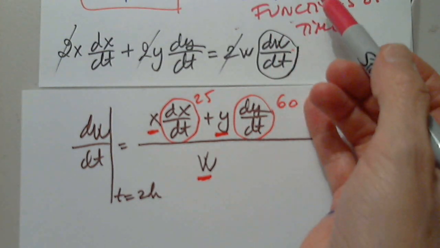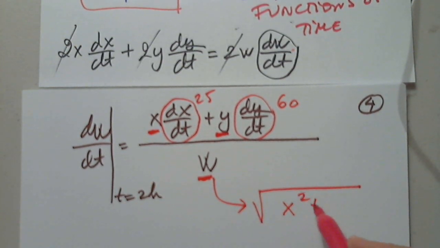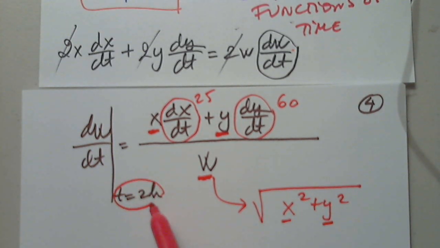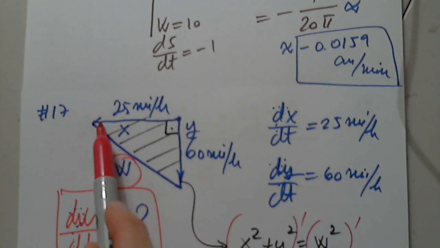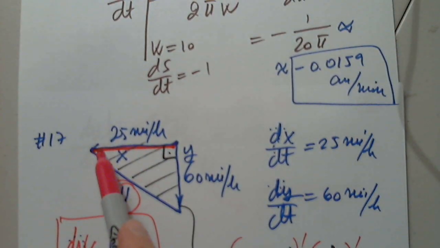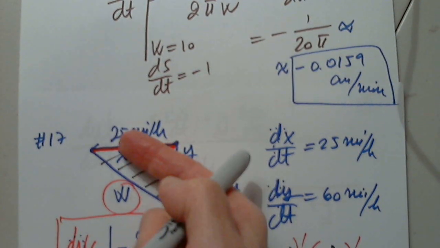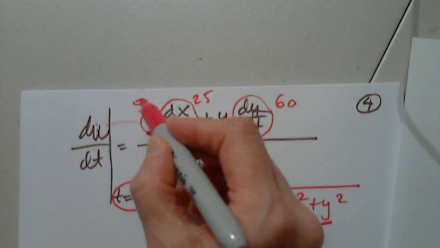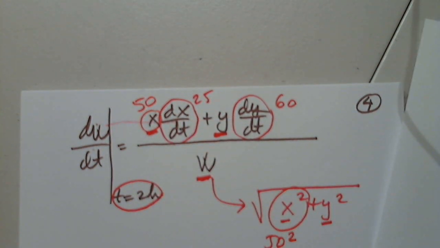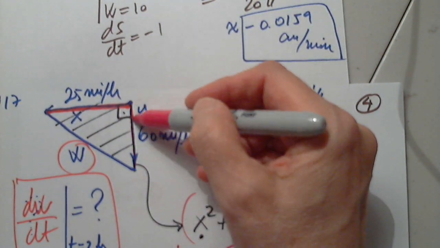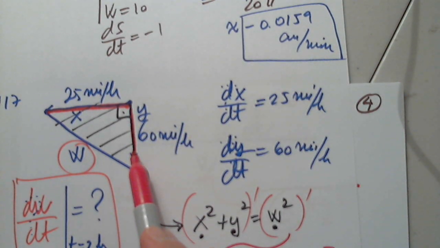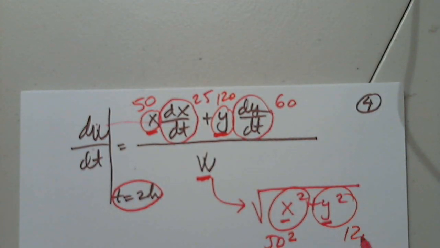This is clear. It's exactly what Evelyn wanted to say. She said the square root of x squared plus y squared. That's the w. But I don't have x, I don't have y. So now, keeping in mind that time is 2 hours, can anyone tell us how much is x when time is 2 hours? 50. Yes, rate times time. 25 times 2. Exactly. This is 50. So this will be 50 squared. When time is 2 hours, can anyone tell us what this will be? 120. Very good. So this is 120, and this will be 120 squared.